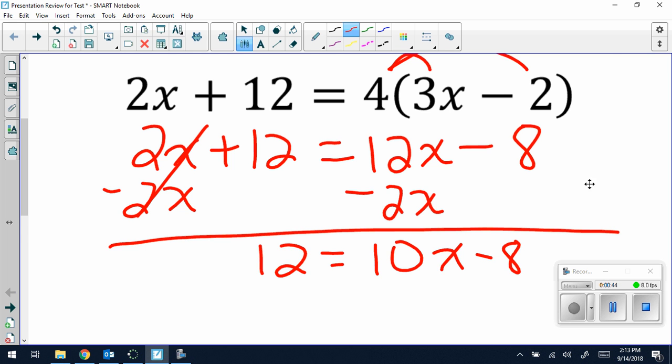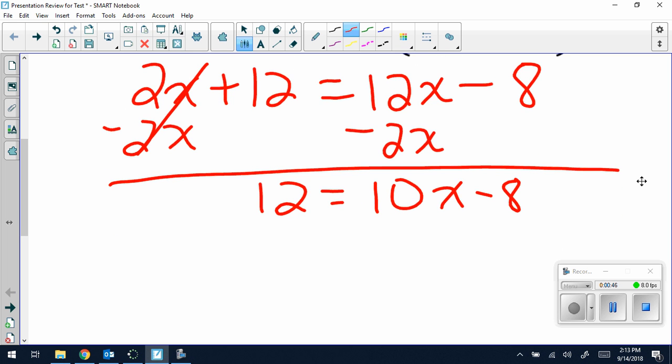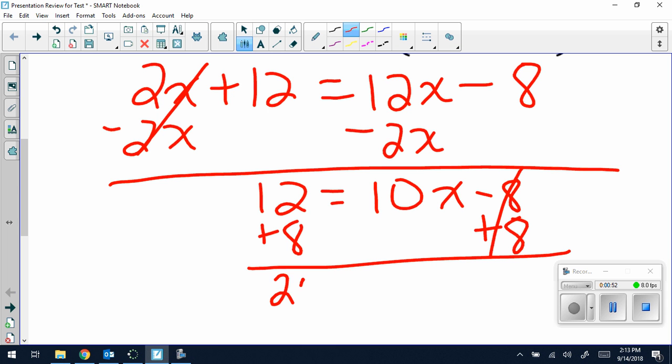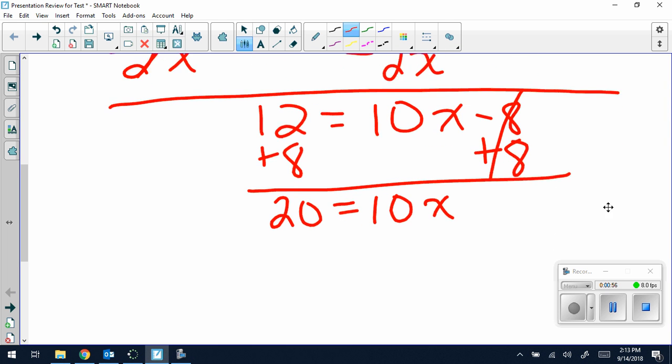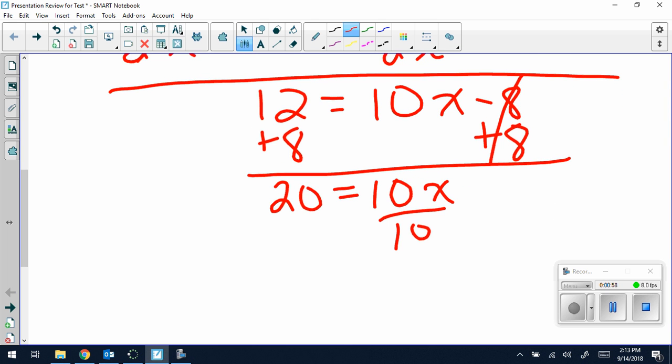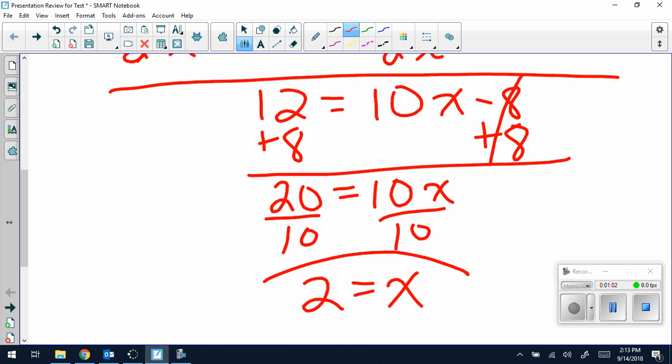And then I have a normal two-step equation. So typically with a two-step equation, I will take care of my addition and subtraction first, and then my division. And that's my final answer.